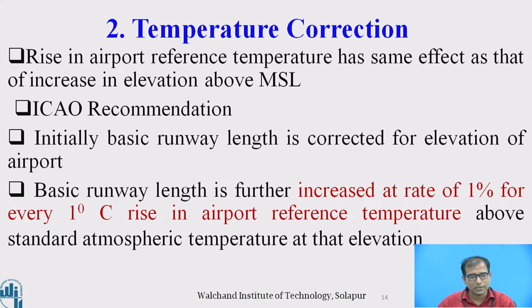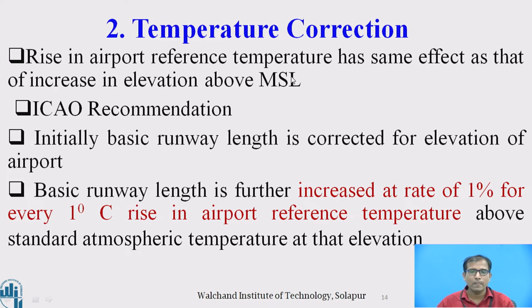Now coming to the temperature correction. Here we are not going to talk about the normal temperature. We are going to introduce the term airport reference temperature. We calculate this airport reference temperature and increase the length of the basic runway length by considering it. I will tell you how to calculate it. The effect of the reduction in temperature on the wings of the aircraft is the same as the effect of the increasing elevation and reduced density.